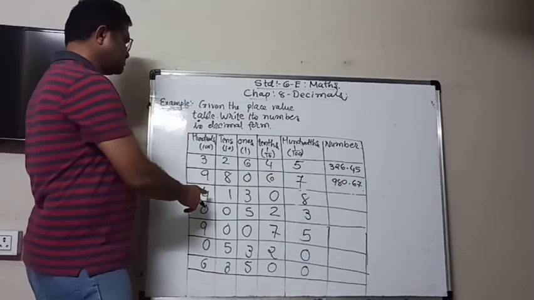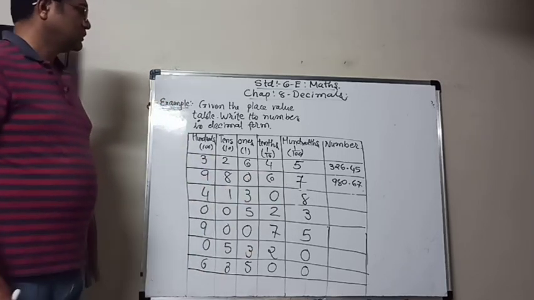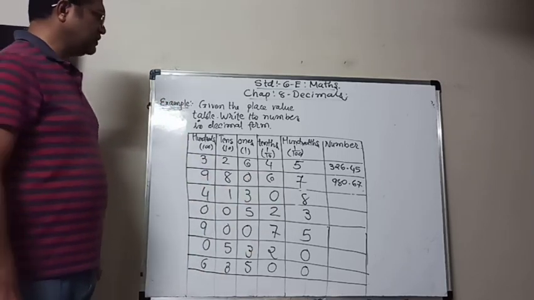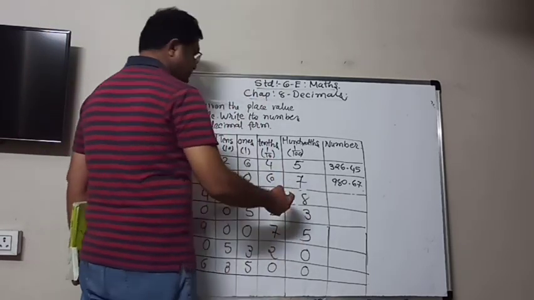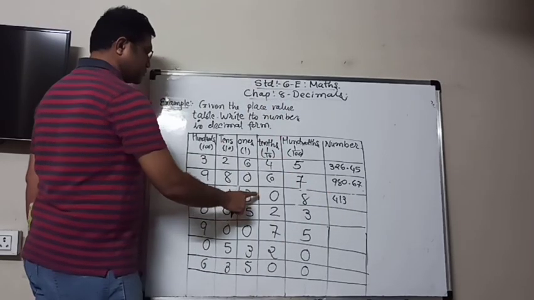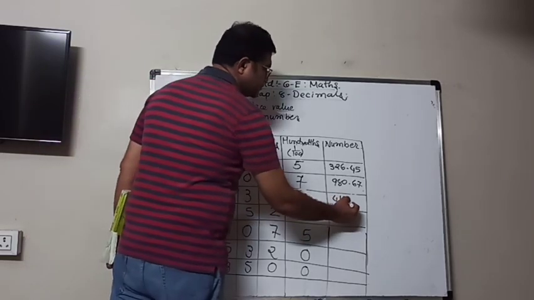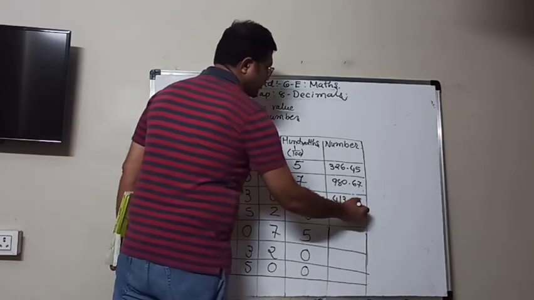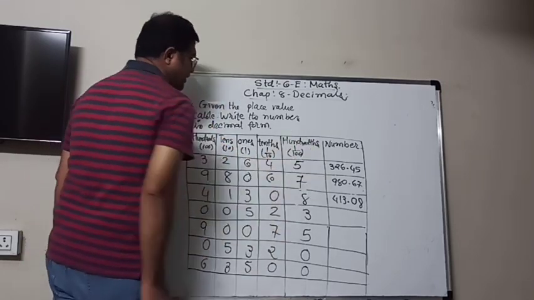The next number is 413.08. Here in the tens place there is 0, but we still have to write it down like that: 413, then 0.08. 413.08. If 0 is somewhere in the middle, you have to write it down.